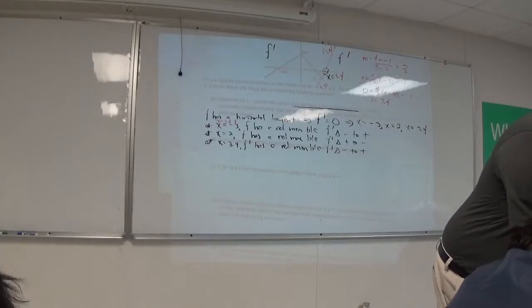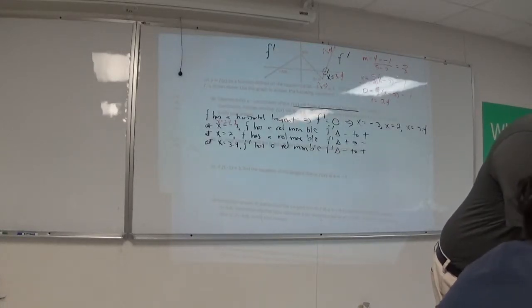F is concave up, F prime is increasing. Perfect. In fact, there is nothing you don't have to write. You've already written this once. Don't write it again.